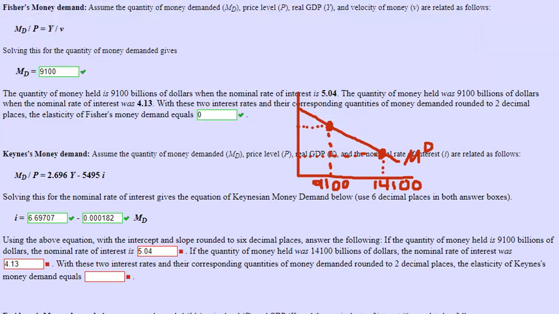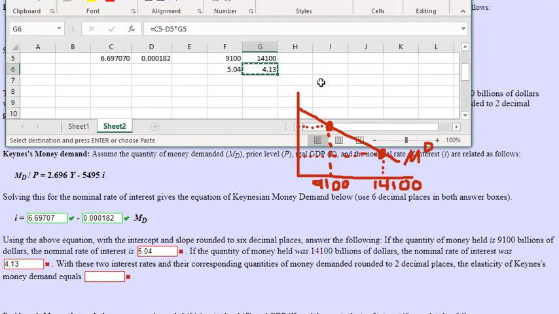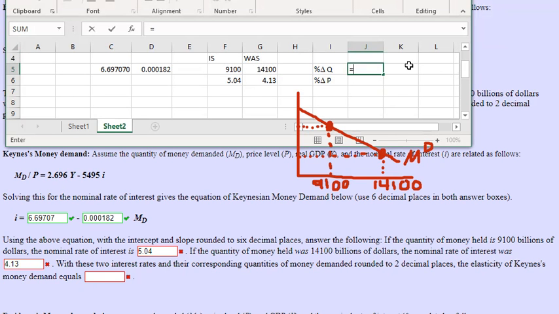Okay. Now I got to calculate the elasticity, right? So I need the percent change in quantity and I need the percent change in price, right? Remember, quantity is money here. So our percent change in quantity is what money is minus what it was, divided by what it was, right? That's the percent change in the quantity of money.